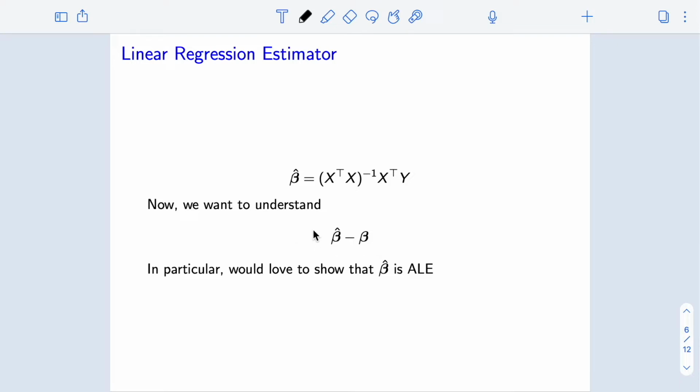And we can get all of that, in fact, if we can show that beta hat is an asymptotically linear estimator of beta and just identify its influence function. So that's the path that we're going to take.